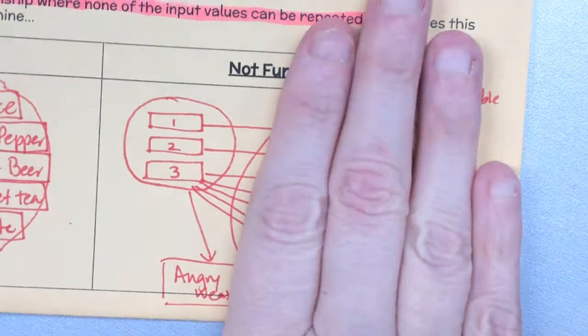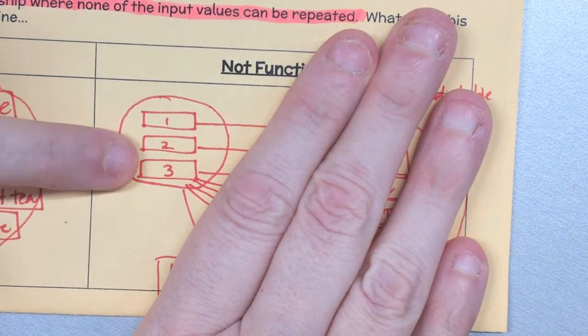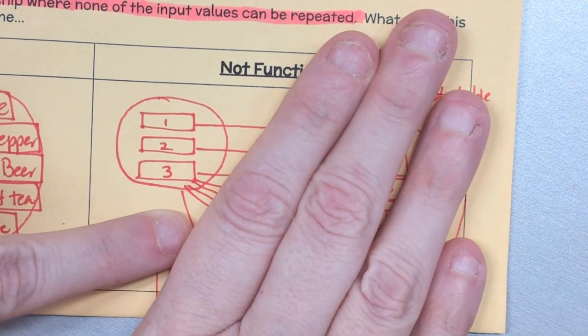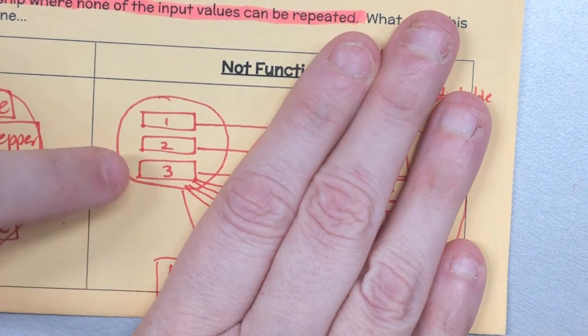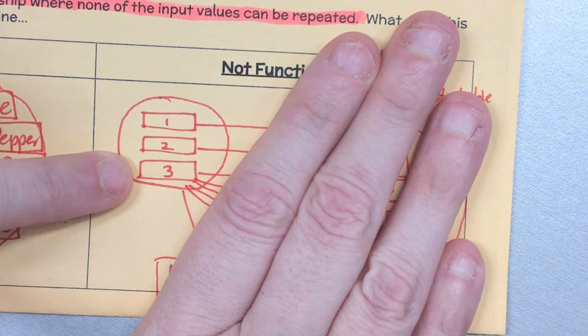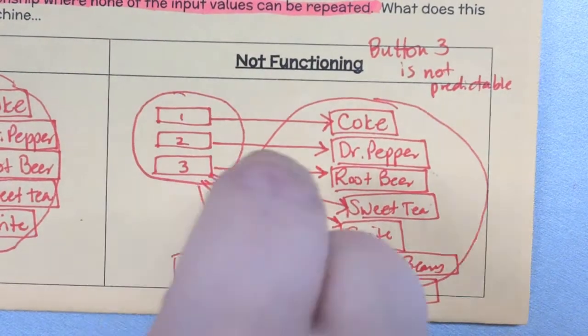Okay? So when I look at this, the problem is that 1 and 2 are predictable, but 3 has all these possible outcomes. I don't know what's going to happen in the machine, and I don't know how to guess what I'm going to get this time. Okay? I could get root beer 2 times in a row, and then all of a sudden the green beans come out. Like, I don't know what's going to happen. All right? So this machine is not functioning because it's not predictable.